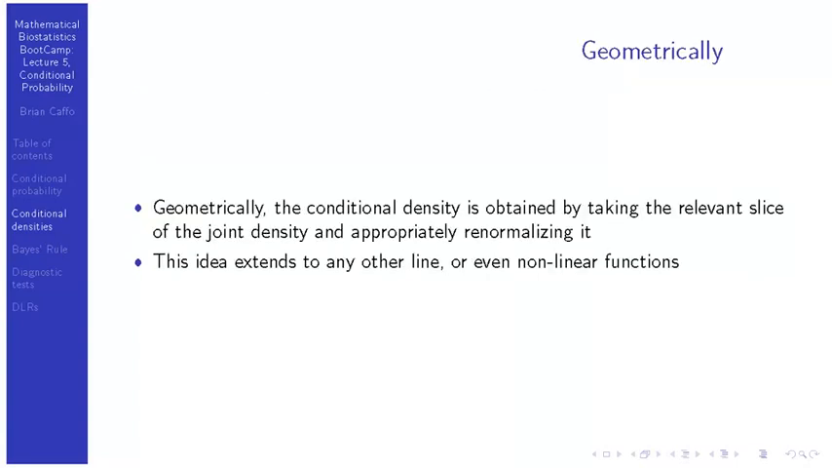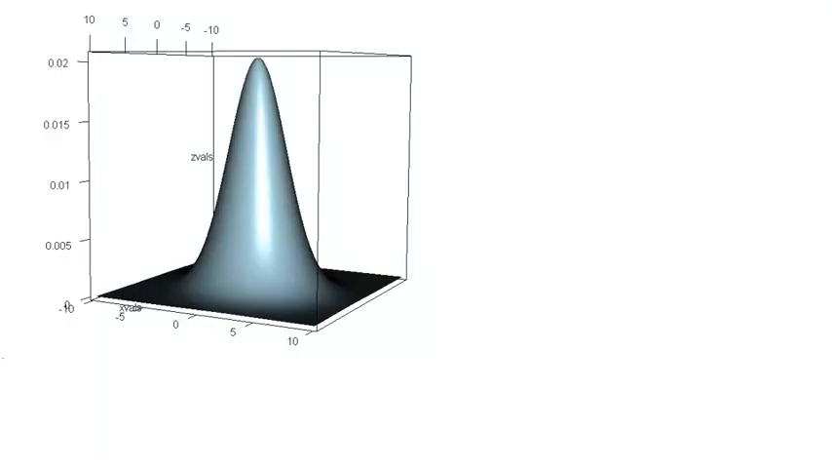So conditional densities actually have a very nice geometric interpretation. If you have a joint density, f of x comma y, that's a surface. F yields the z value, and xy is the plane. So f of x comma y is a joint density, is a surface, and the volume under the surface has to be 1 for it to be a joint density.